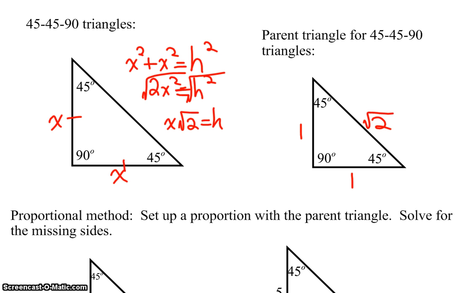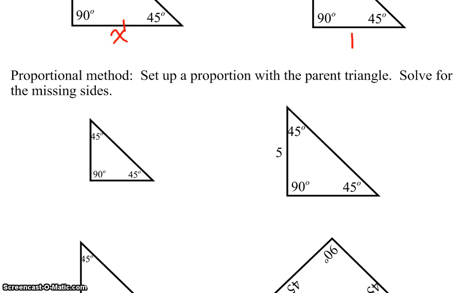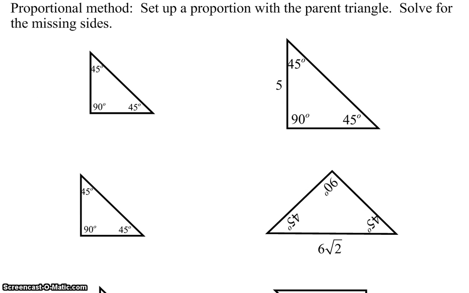Now to solve these, we simply set up proportions exactly like we did for the 30, 60, 90 triangles. The difference is that we have 2 equal sides, so we have fewer problems that we actually have to work. Setting up our parent, my legs are 1 and 1. My hypotenuse is the square root of 2. Looking at my new triangle, one of the legs is 5. That means the other leg is automatically going to be 5. I don't even have to do any work.